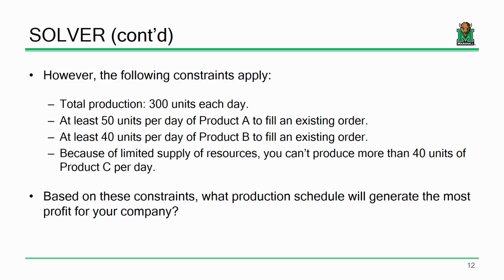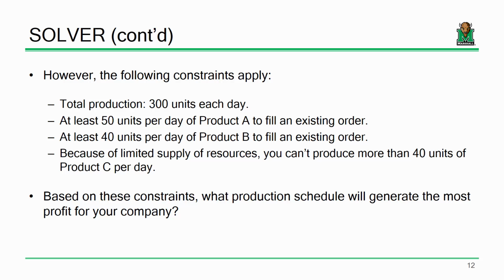What if you had the constraints of you had to make 300 units per day total, no more than 300. So that's exactly how many units per day you must make. You're required to make 50 of A to fill an existing order, 40 of B, and you can't make any more than 40 of C. And so 50 and 40 for A and B, those are minimums. And then there's a maximum constraint on C.